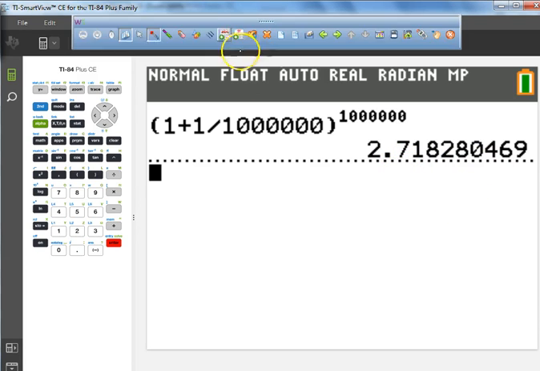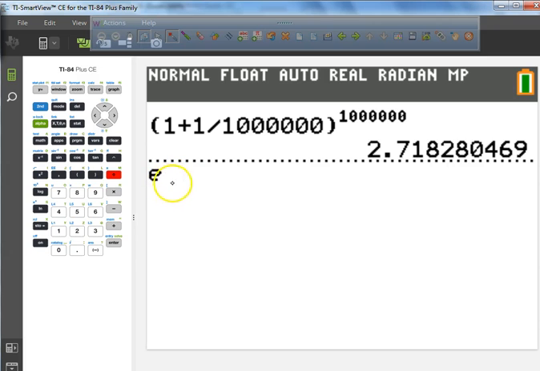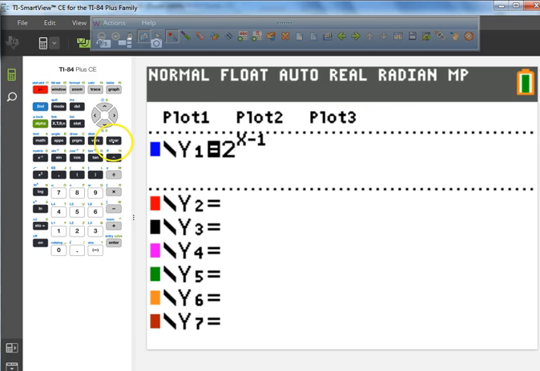Now, in your graphing calculator, hit second and the division sign. Second division. Ooh, e. Let's press enter. Hey! Look what we got there. We got Euler's number. That's e. So if you wanted to, let's say you had an equation that you wanted to take a look at. Okay?